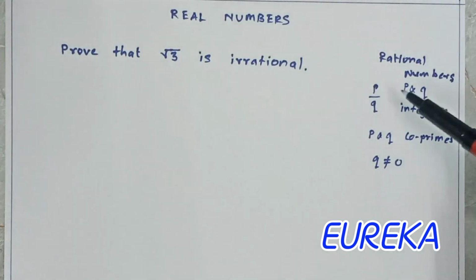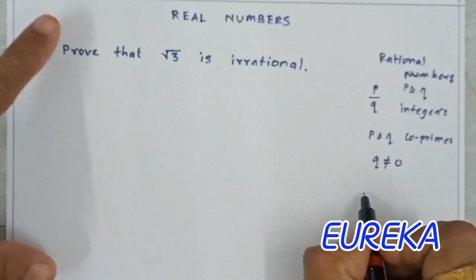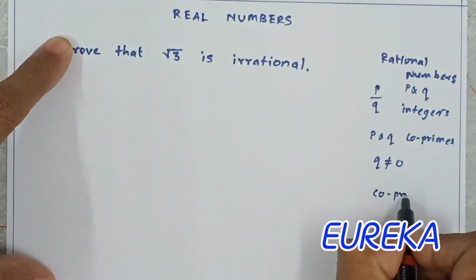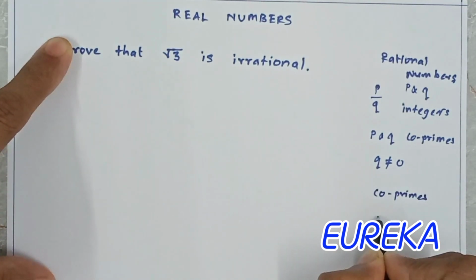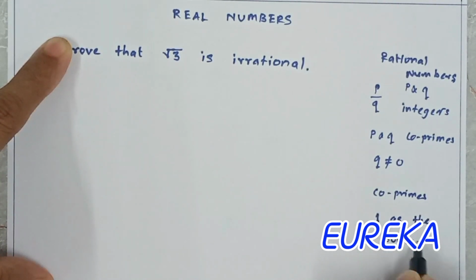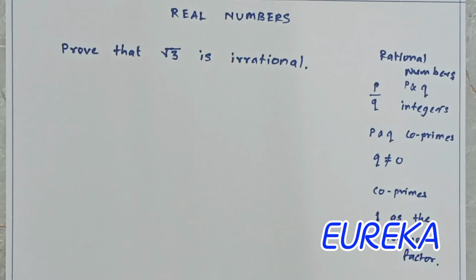So what is a rational number? A number which can be written in the form p by q, where p and q are integers and p and q are co-primes. Now again one more concept. What are co-primes? Co-primes are the numbers which have only one as the common factor. Such numbers are called co-primes. So I hope that the required concepts are clear now. So let's move on to the question.